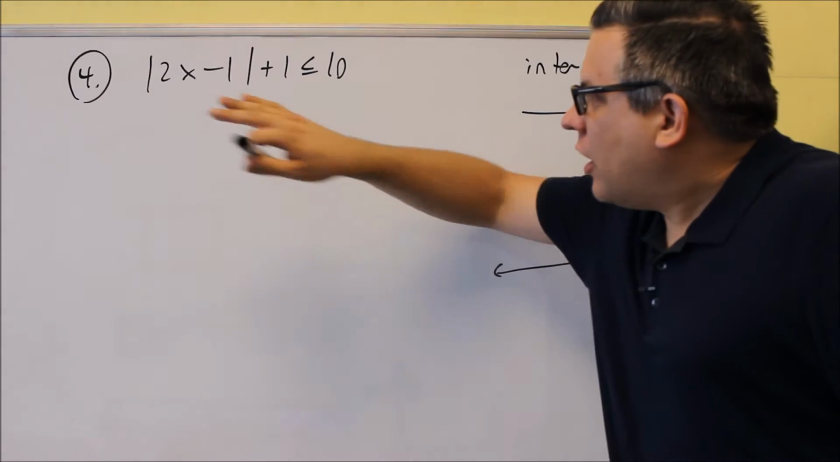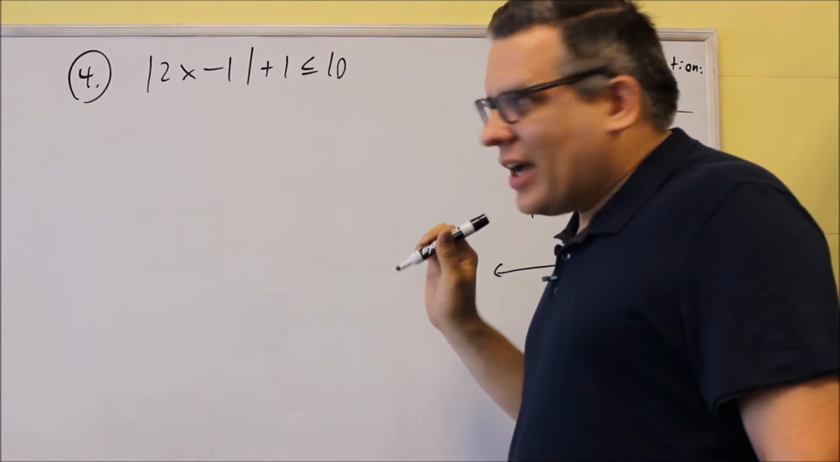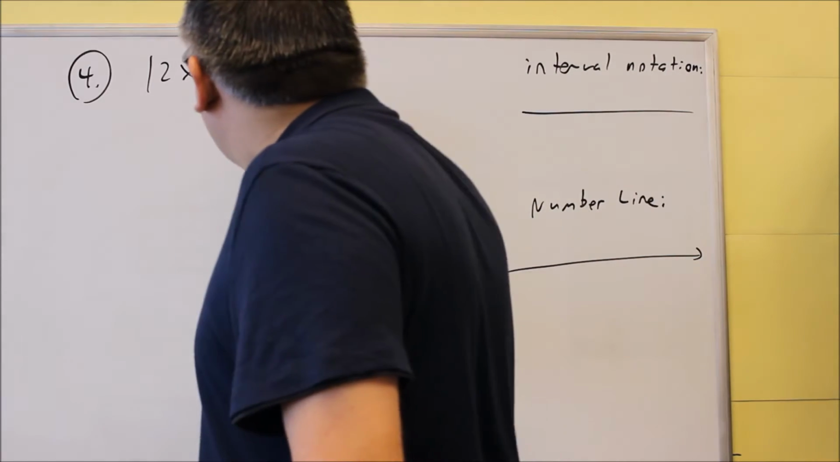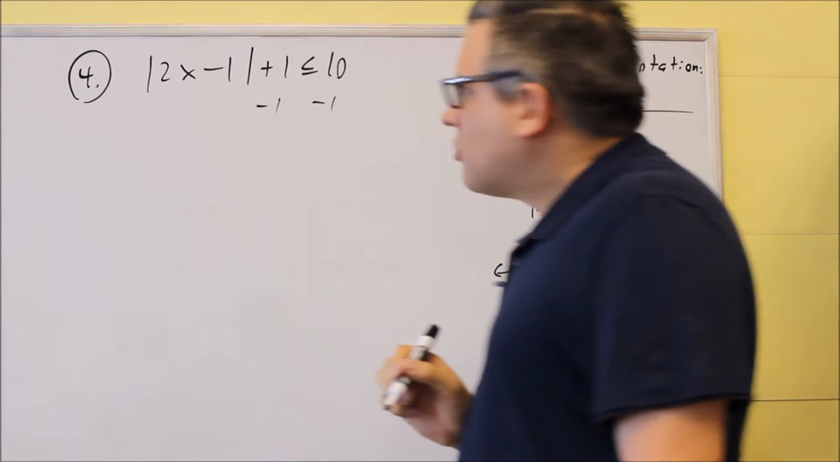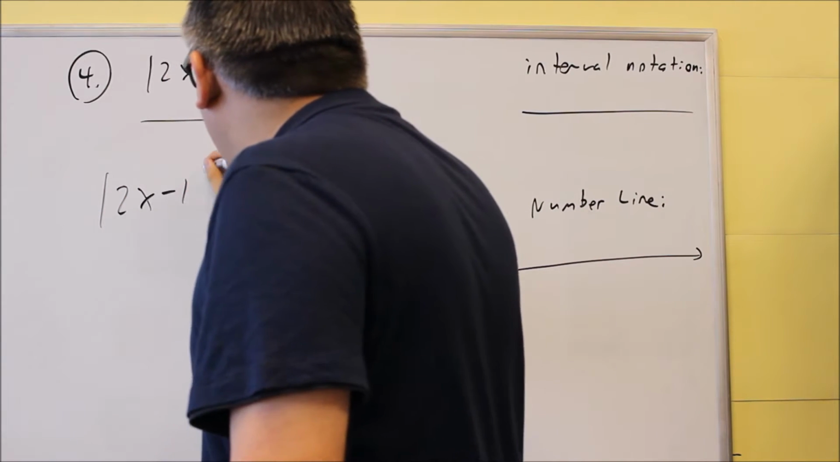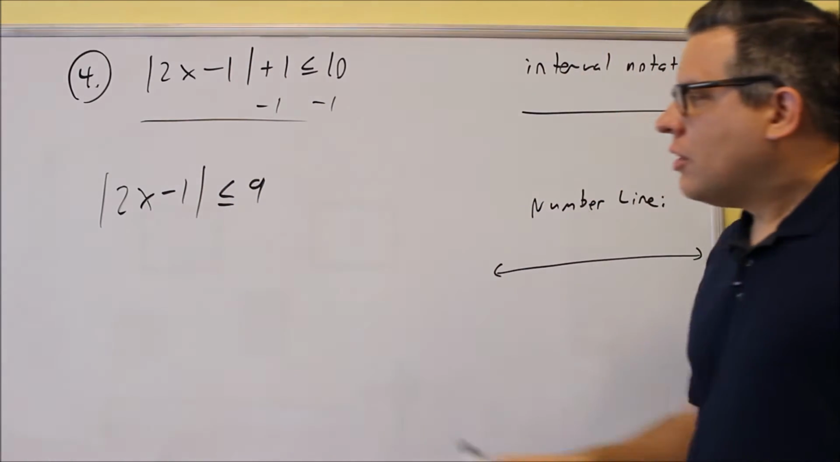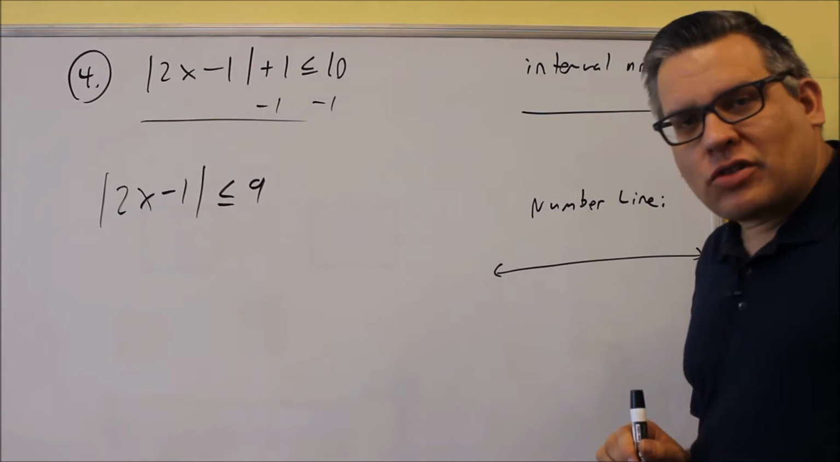So, first thing we do, we're going to subtract 1 from both sides. And when we do that, so I'll just do that up here. If I subtract 1 from both sides, then what I get is 2x minus 1 is less than or equal to 9. That's the first step you want to do, is isolate the absolute value.